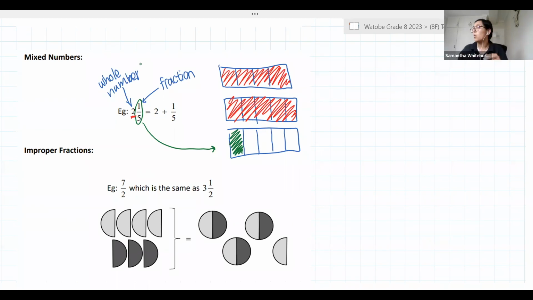Let's first talk about what an improper fraction is. So an improper fraction gives us the same information as a mixed number. It tells us that we're working with multiple wholes and then parts of a whole, but it's written in a slightly different way. Now, an improper fraction is when our numerator is bigger than the denominator. So the top number is bigger than the bottom number.